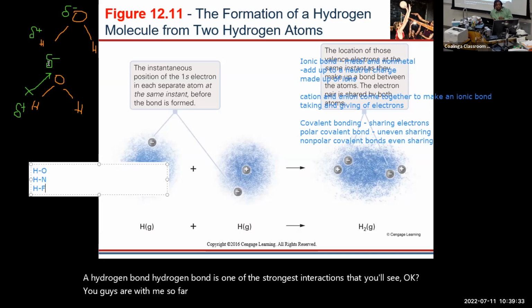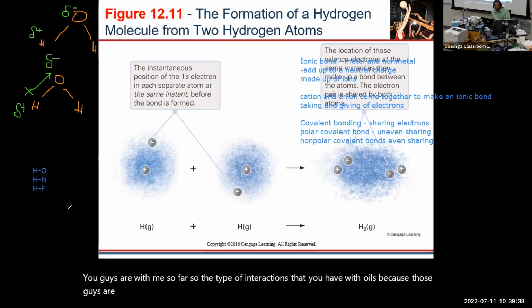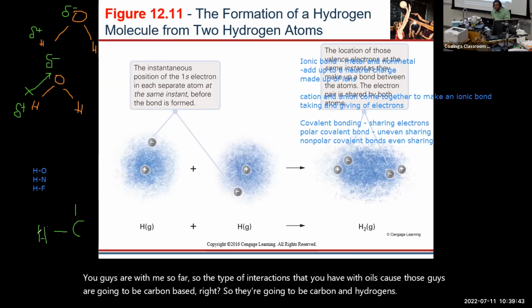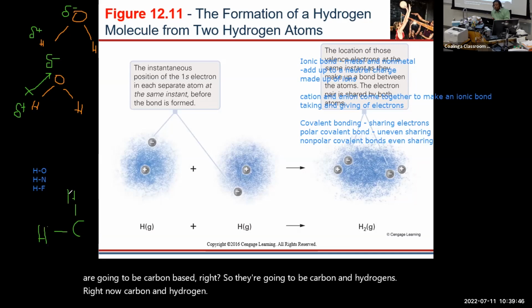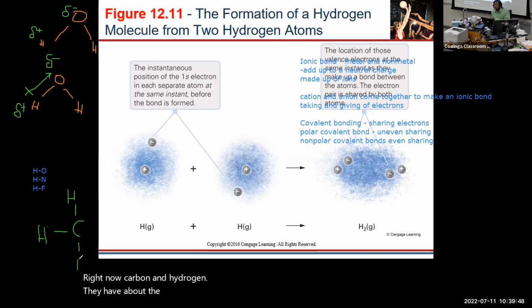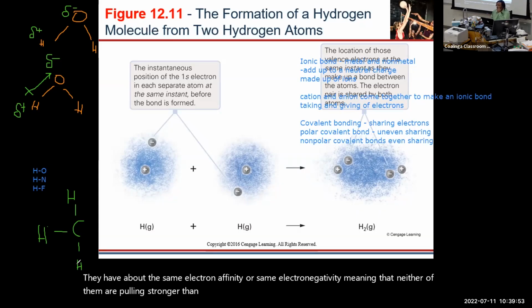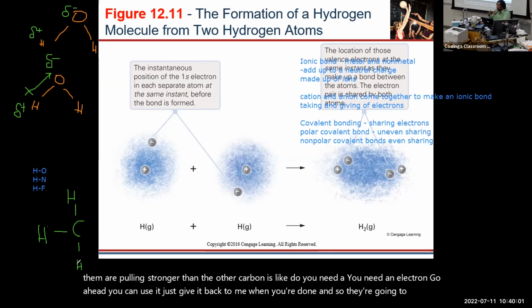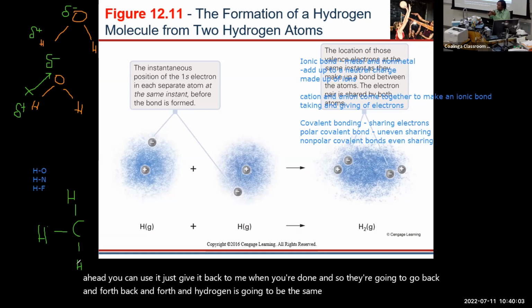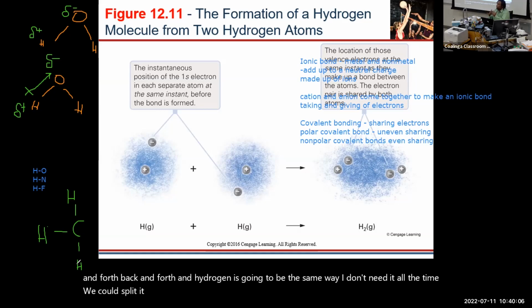So the type of interactions that you have with oils, because those guys are going to be carbon-based, right? So they're going to be carbon and hydrogens. Now, carbon and hydrogen have about the same electron affinity, or same electronegativity, meaning that neither of them is pulling stronger than the other. Carbon is like, you need an electron? Oh, go ahead, you can use it. Just give it back to me when you're done. And so they're going to go back and forth. Hydrogen is going to be the same way: I don't need it all the time, we can split it 50-50. So they're going to have an even share, right? So this is going to be non-polar.